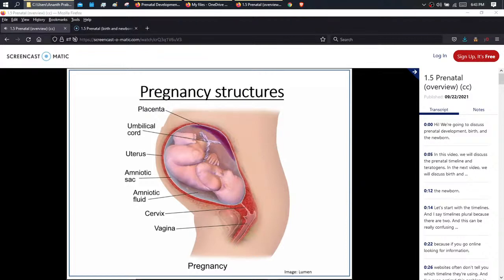Okay, let's talk about the pregnancy structures. The fetus is housed within the uterus. It is fed by the placenta through the umbilical cord.